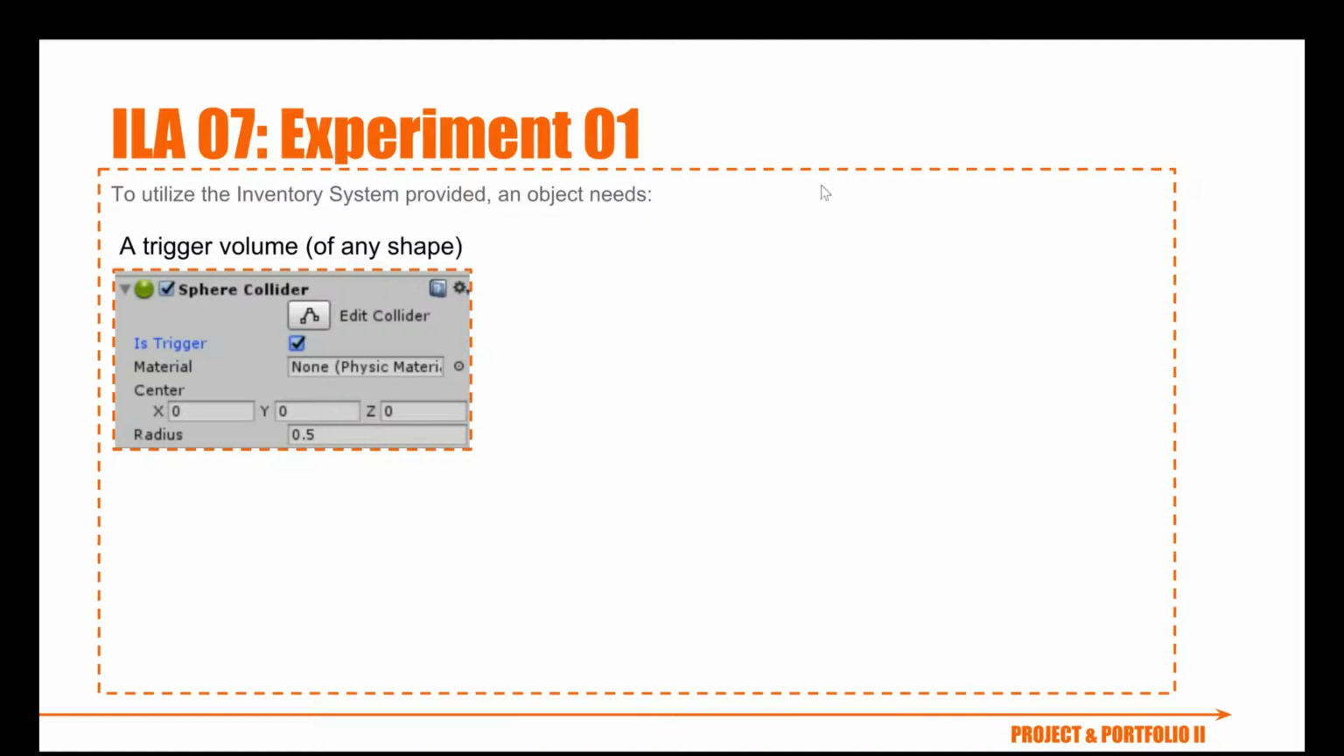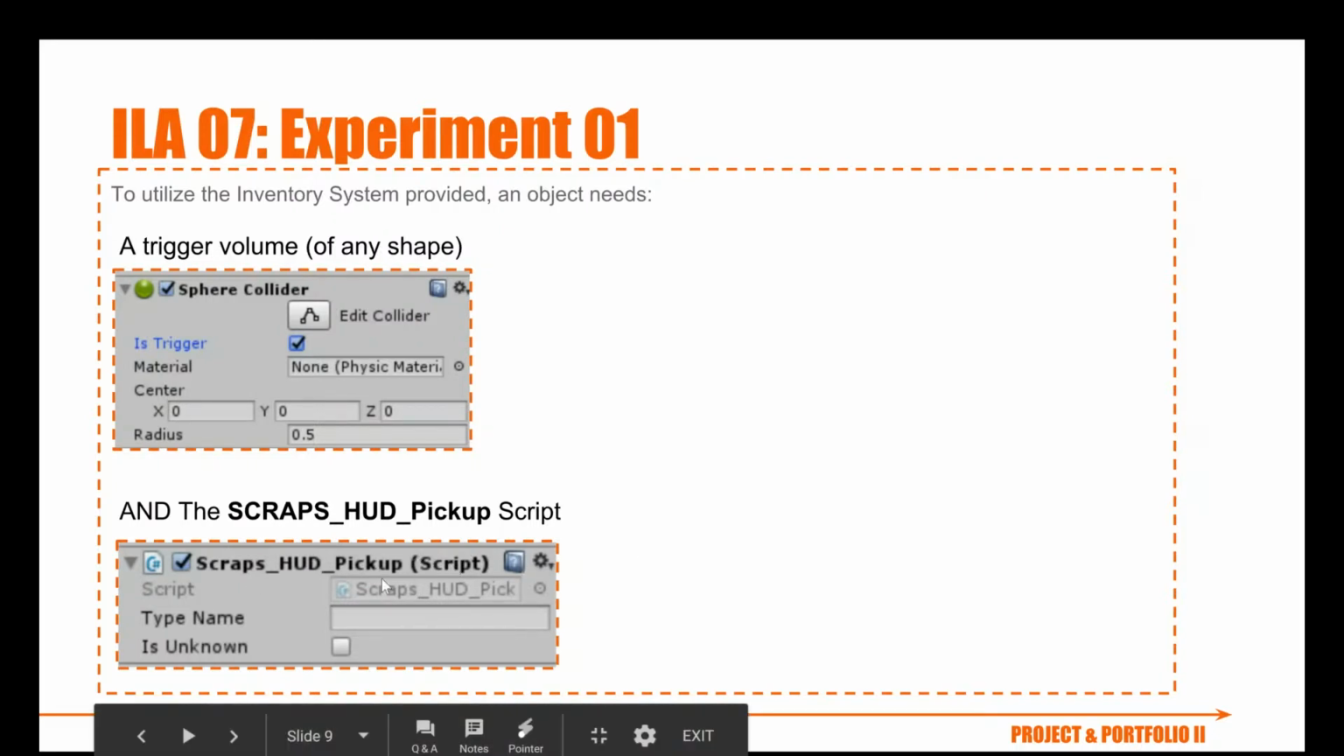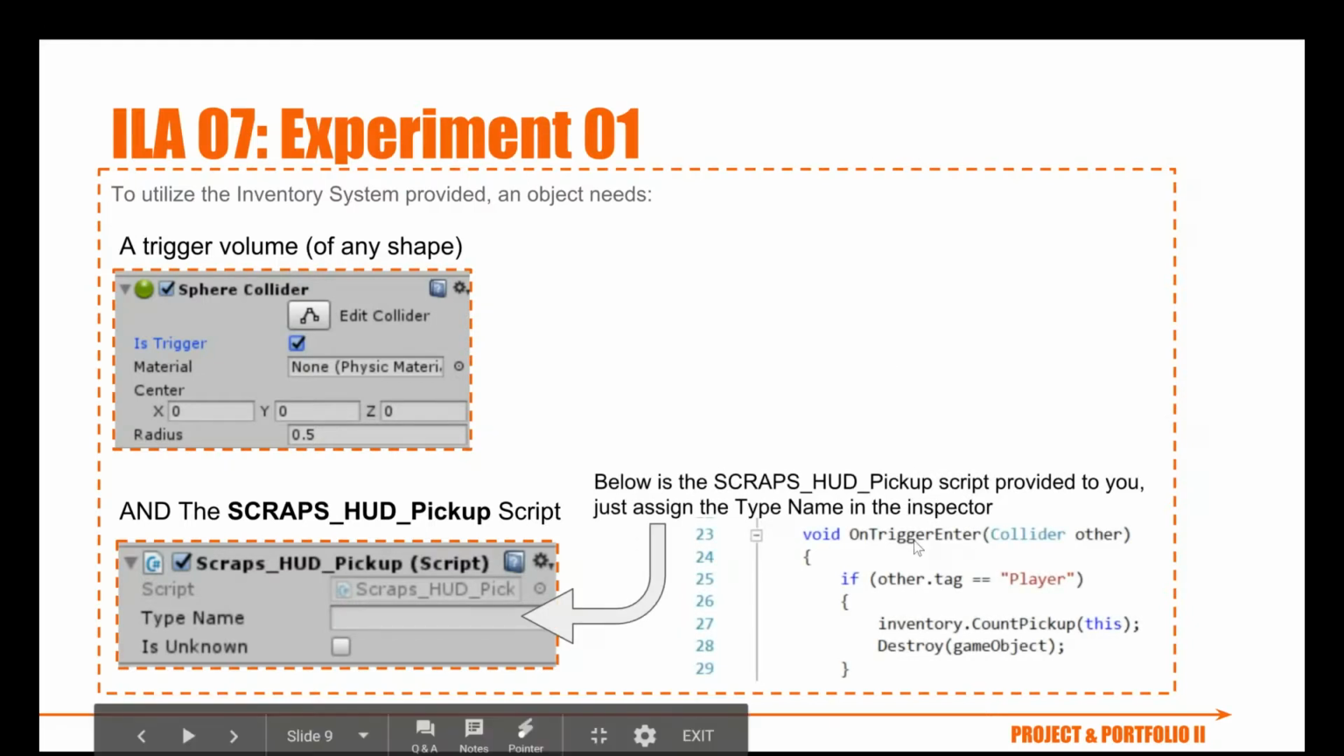So we need the trigger volume, as well as the scraps HUD pickup script. This is a script provided to you in the project template. You can just search your project for scraps HUD pickup, and then add that as a component to your object. Okay, so this down here is basically an example of what this script is doing.